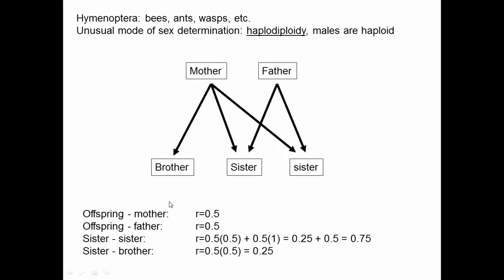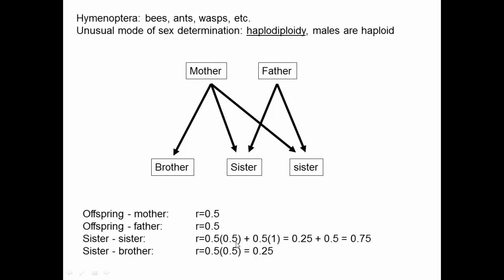So what's the coefficient of relatedness now? From the offspring to the mother, this individual here, there's a 50% relatedness, right? So an allele here, there's only a 50% chance that it's in this individual. Offspring to father, there's a 50% chance a given allele here is in the father. Sister to sister, if there's an allele here, there's a 50% chance it's from the mother. If it's in the mother, there's a 50% chance it's in the sister.